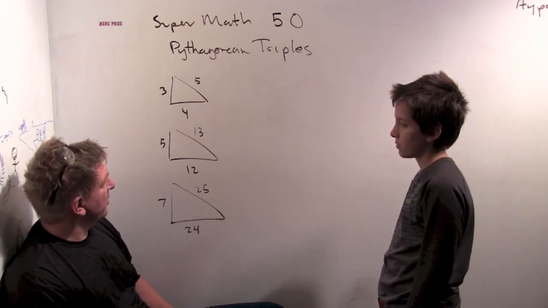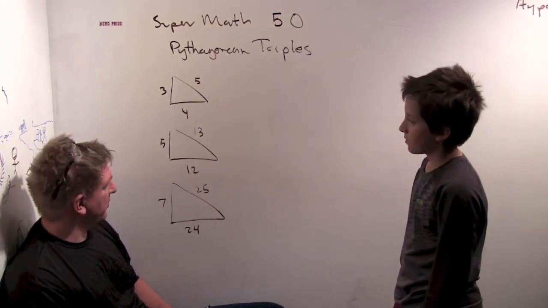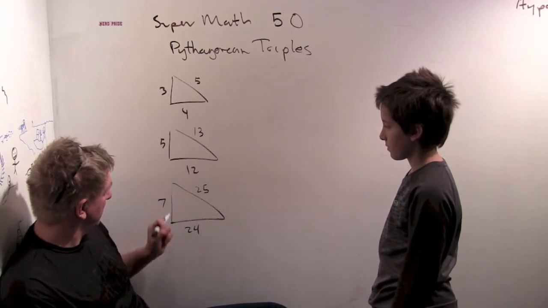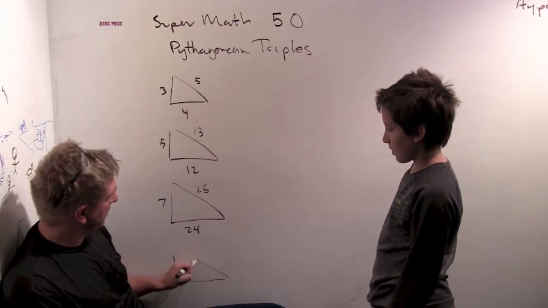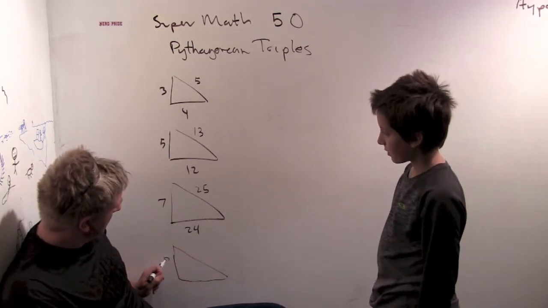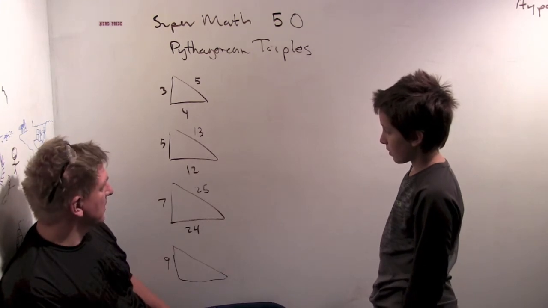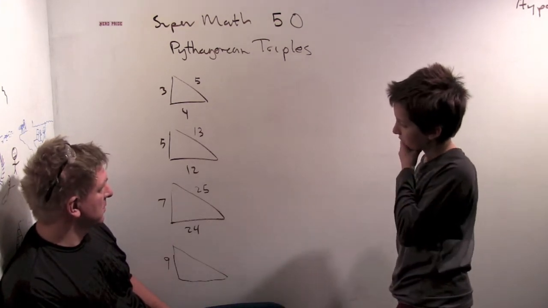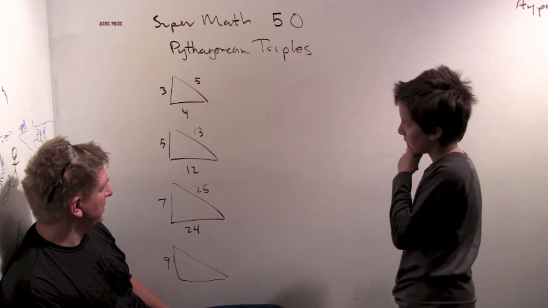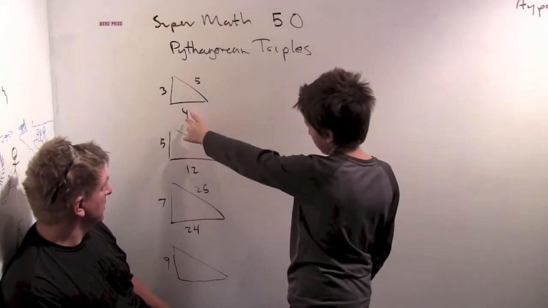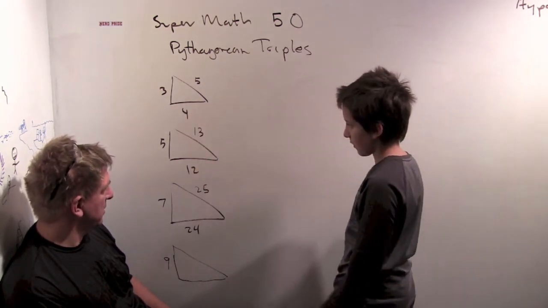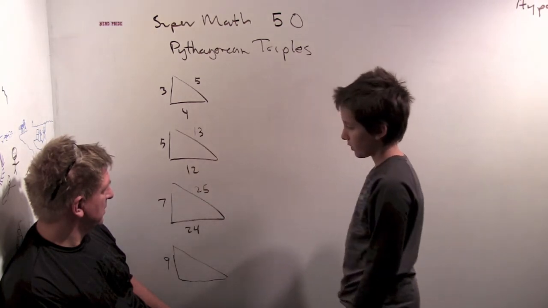And so we started wondering, how does this pattern continue? What's the next one? The short side on the next one's going to be what? Well, I think the short side will be 9. Any other patterns? Well, 4 plus 8 is 12. Okay, 12 plus 12 is 24.